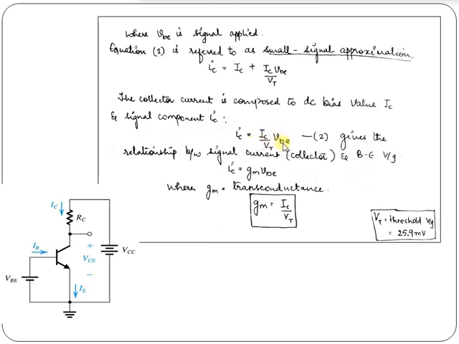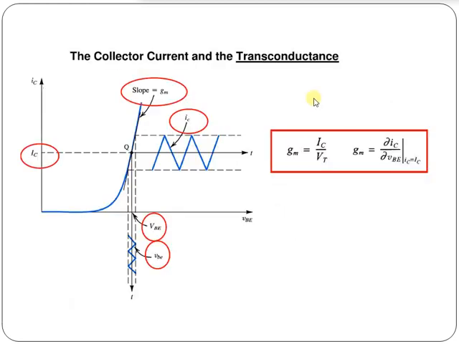The second part of the equation, that is ic equal to IC by VT into vbe, gives us the relationship between the signal current, that is the collector current, and the base emitter voltage. So we have ic equal to gm into vbe, where gm is the transconductance, which is given by gm equal to IC by VT. If you recall from the transistor fundamentals tutorial, the thermal voltage has a value of 25.9 millivolt.